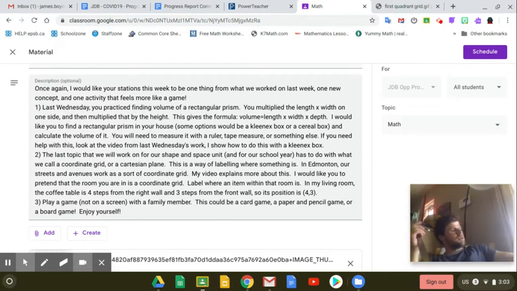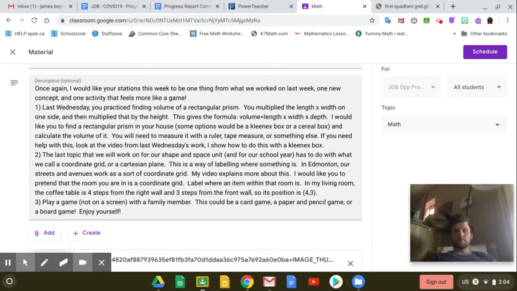So that's what we're going to do for our first station: measure some rectangular prisms. So that's a shape with rectangular sides, a rectangular prism, and find the volume of that. That's your first activity, first station. I wish we could do that at the back table together. That would be the one I'd like to do with you.